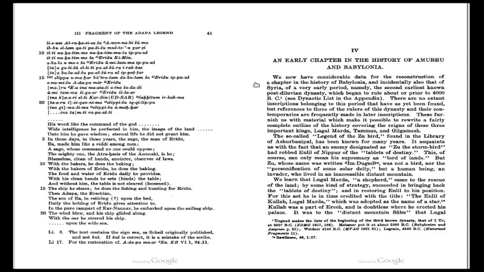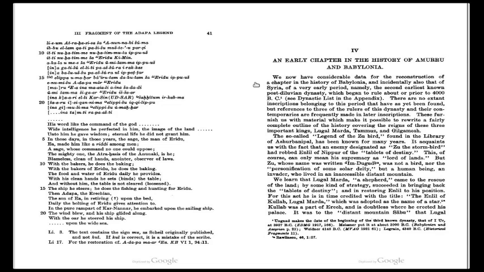The so-called legend of the Zu bird found in the library of Ashurbanipal has been known for many years. It acquaints us with the fact that an enemy designated as Zu, the storm bird, had robbed Enlil of Nippur, etc., etc. We learned that Lugal Mada, a shepherd, came to the rescue of the land by some kind of strategy, succeeded in bringing back the tablets of destiny, and in restoring Enlil to his position. For this act he is in time credited with the title the Enlil of Kulab, Lugal Mada, which was adopted as the name of a star.